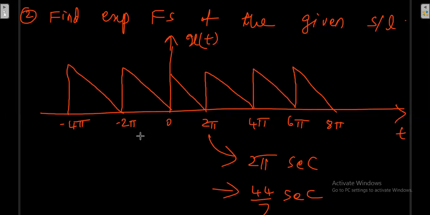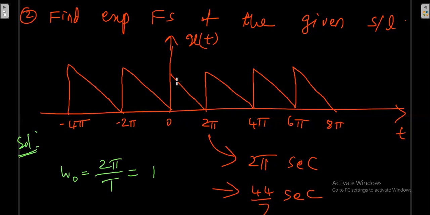Okay. So once this is the case, what is the fundamental frequency of this signal? Omega naught is equal to 2 pi divided by T. What is the time period of the signal? Time period is the minimum period with which the signal is getting repeated. So definitely the time period is 2 pi. So 2 pi divided by 2 pi is 1. So the fundamental frequency in terms of radian per second is 1 here. So omega naught value is 1, 1 radian per second. This is the fundamental frequency of this signal.